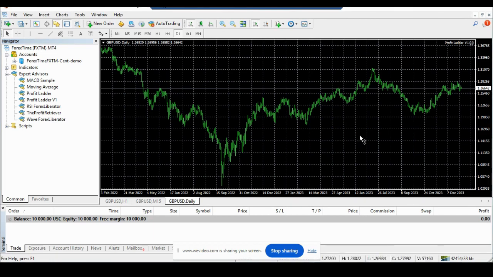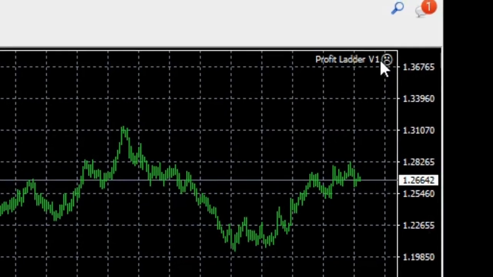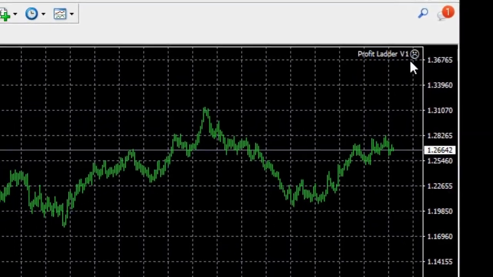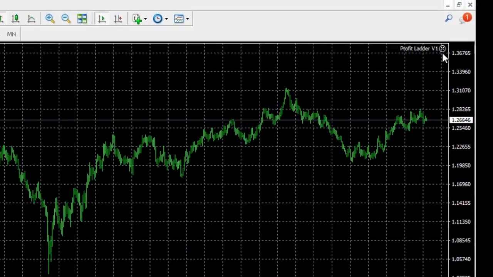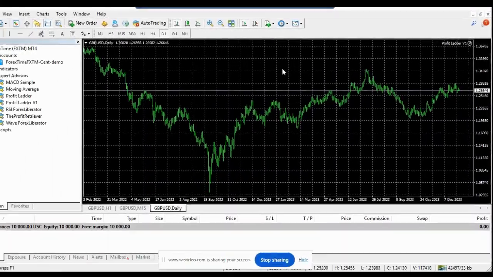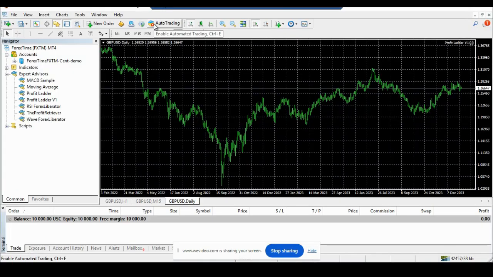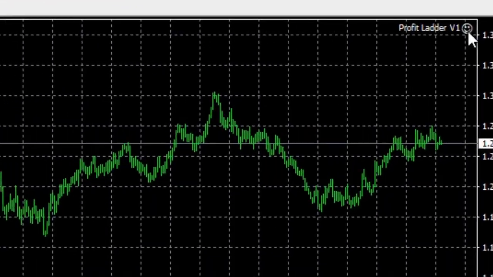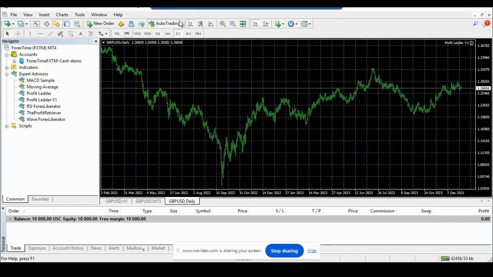Once you've selected okay, you can now see that this profit ladder robot has been added, but it still has a sad face. To get it activated, all you need to do is click auto trading. You will see that it changes to a smiley face, which means it's now operating. The EA is now in robot mode. The robot will now start opening and closing trades. So that's basically how to set up your EA.